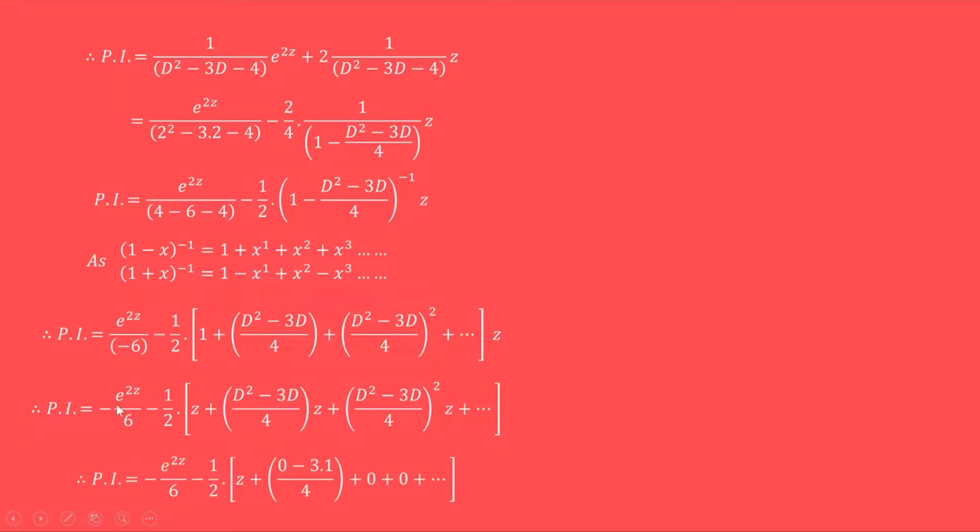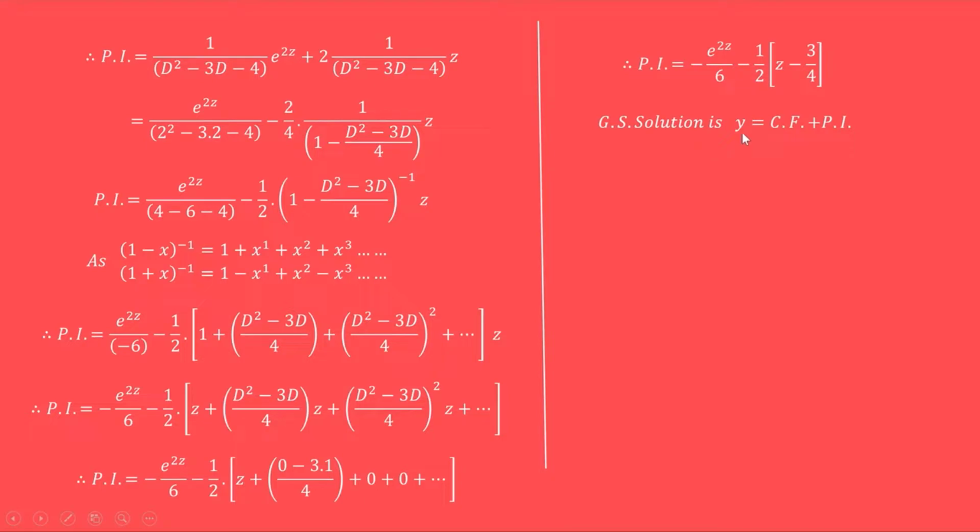And so we get P.I. is equal to minus e raised to 2z upon 6, minus 1 upon 2 of z, second derivative of z which is 0, minus 3, first derivative of z which is 1, upon 4. This term is 0 and all the next terms are 0. And so P.I. is equal to minus e raised to 2z upon 6, minus 1 upon 2 into z, and here we get minus 3 upon 4, so z minus 3 by 4. So this is the value of the particular integral.